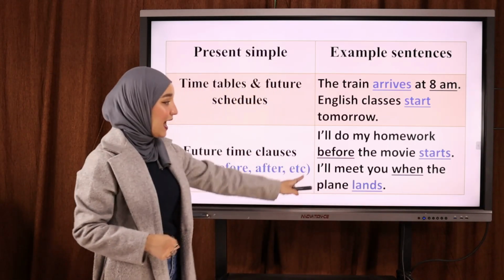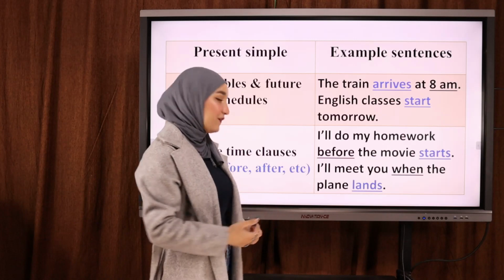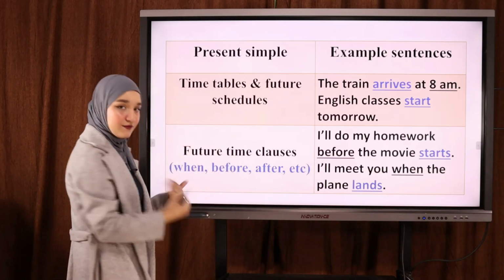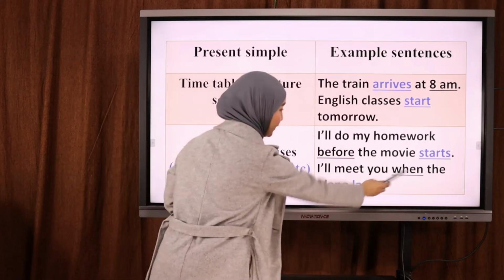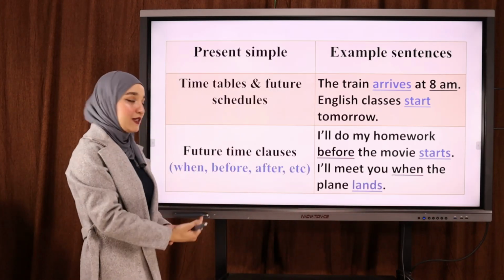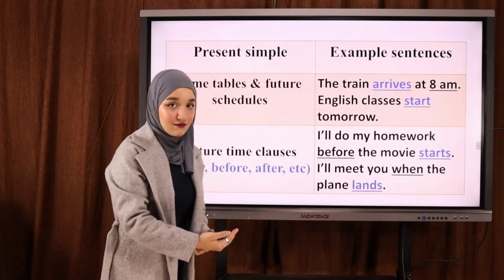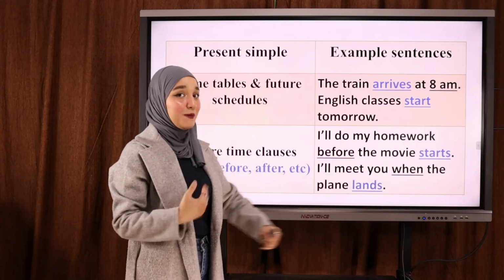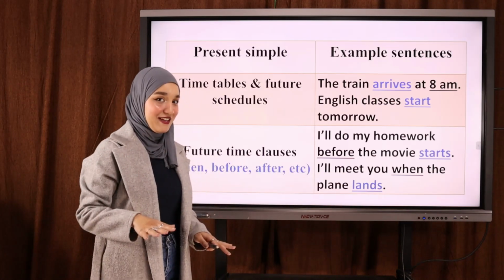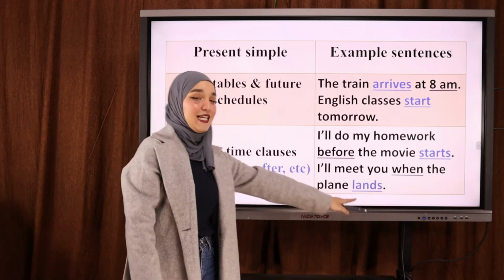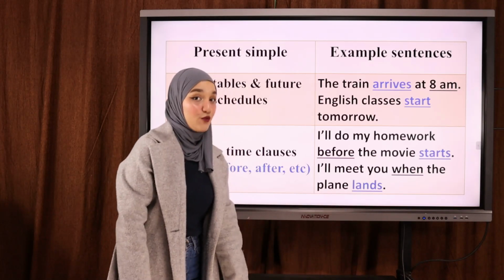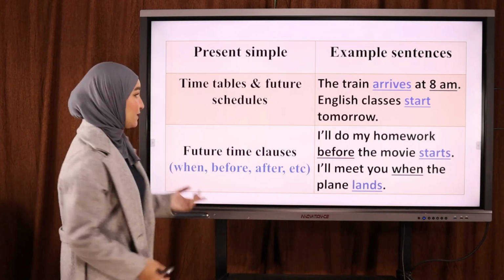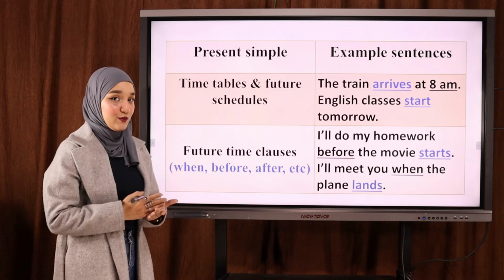The last example, I'll meet you when the plane lands, okay? So notice here I have the word before, قبل, okay? And here I have another word which is when, عندما, okay? So I'll meet you, okay? I'll meet you when the plane lands. The plane still didn't land, okay? So I will meet you when the plane lands. I have the verb land in the present simple tense, okay? So these are the present simple uses. This is when we use the present simple.